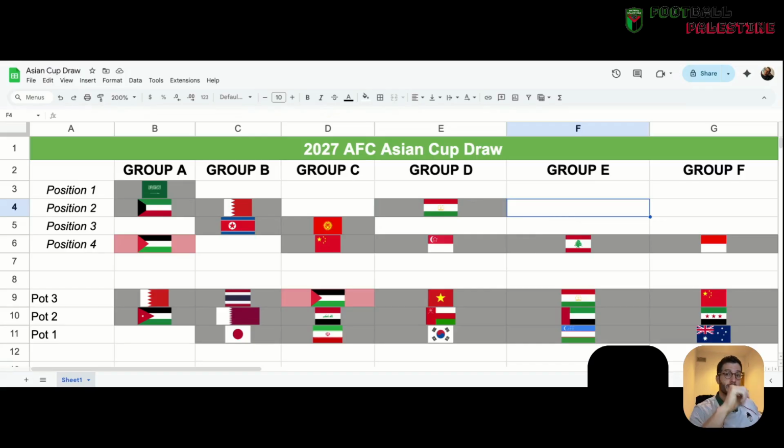They do get position 3. E3. Vietnam into Group E. Thank you. So we have the last ball from pot 3.